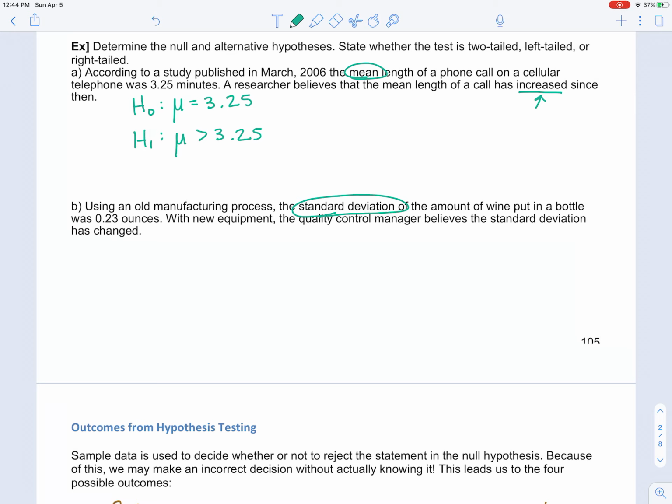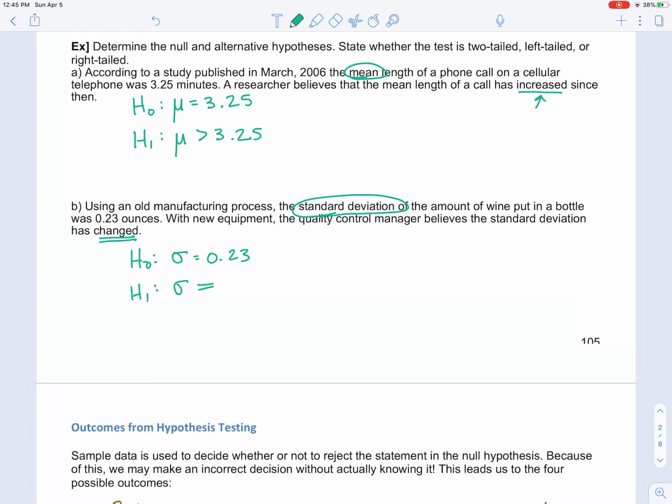So this time the parameter in our hypothesis will be standard deviation. We don't see a word like increase or decrease or has gone up or down, but we do see the word change. And when you see the word change, that refers to not equal to inequality. So here the null hypothesis is that the standard deviation, sigma. Now keep in mind that your hypotheses will always be about parameters because hypotheses are statements about populations. That sigma is this old value they knew used to be the standard deviation, 0.23.